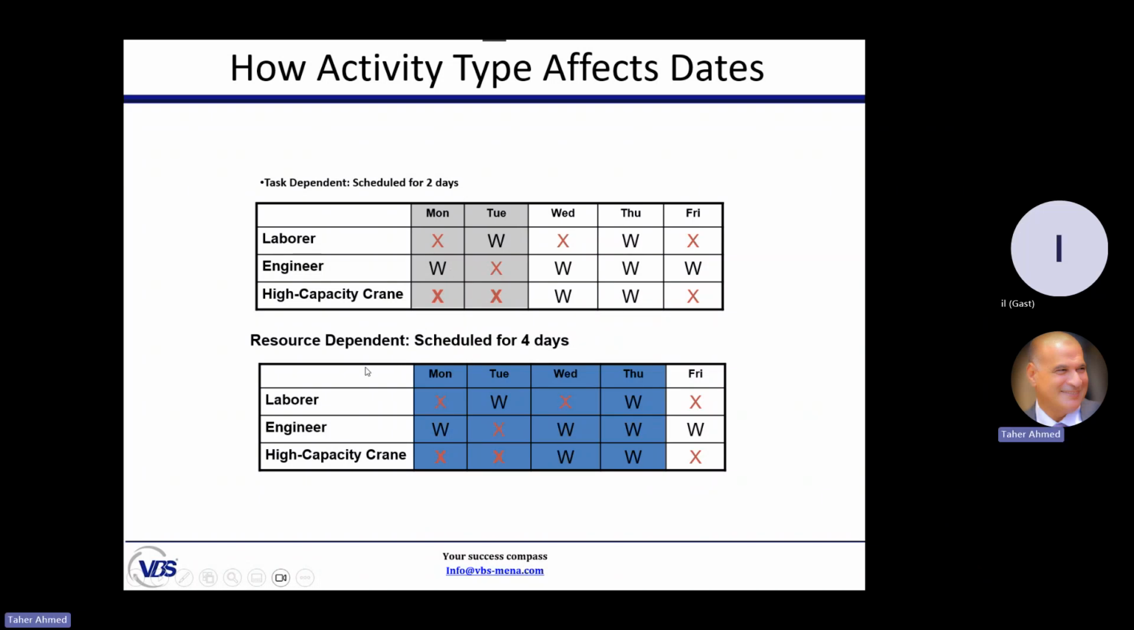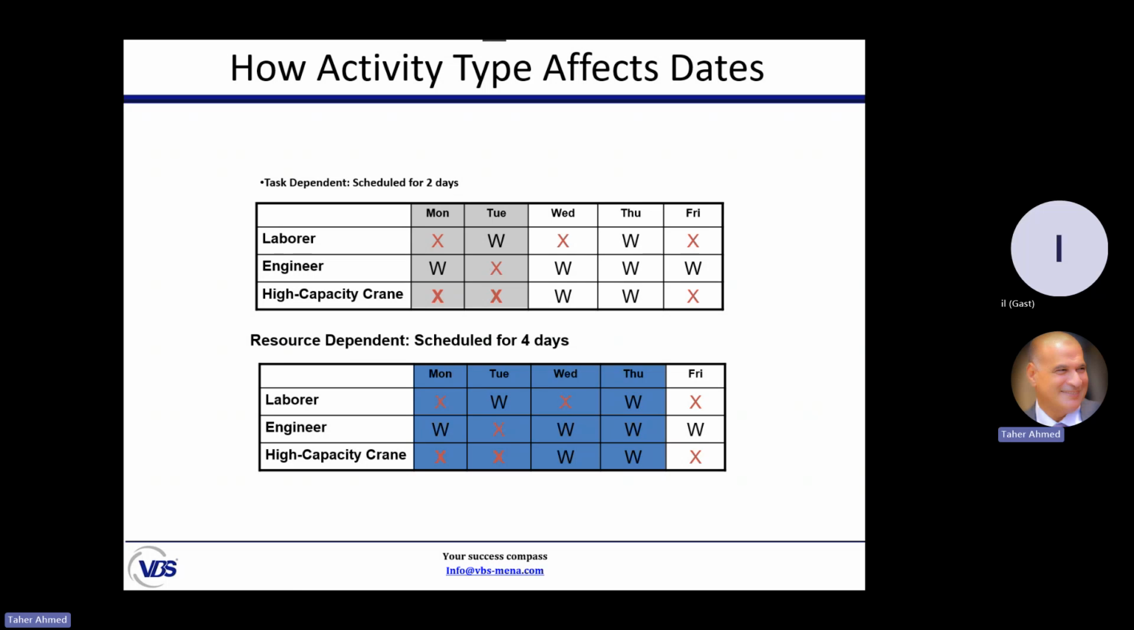But if we say it is resource dependent, it means that each resource must work in this activity for 2 days. So Primavera will expand the activity duration in order to match this criteria, to make sure that each resource is here for 2 days. This is the difference between task dependent and resource dependent. The default type, Ingo, is task dependent. This is what we usually use.